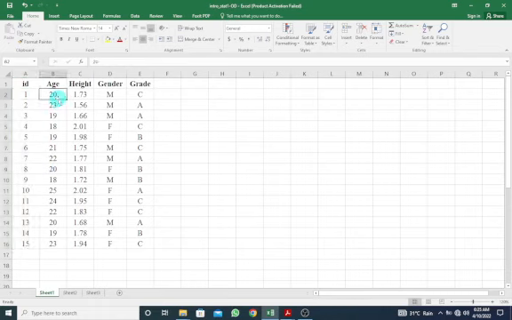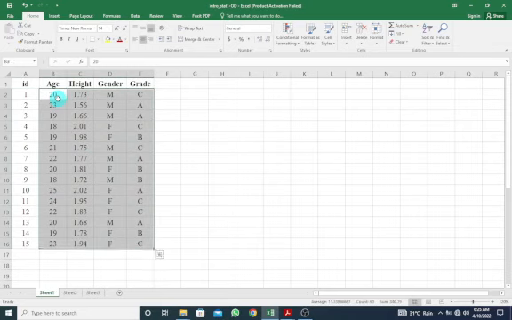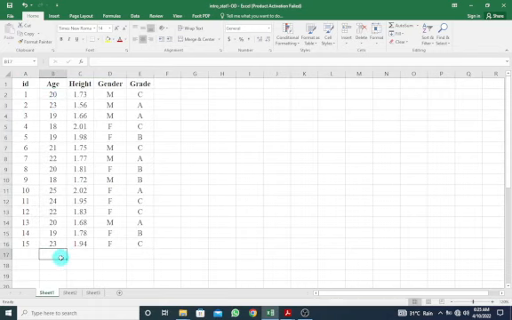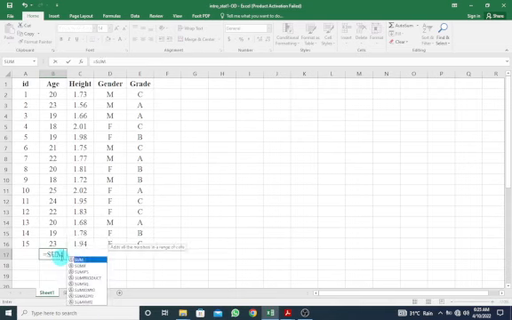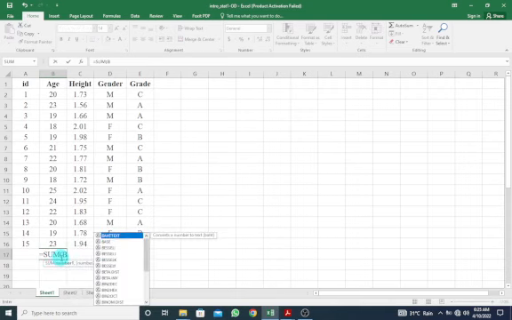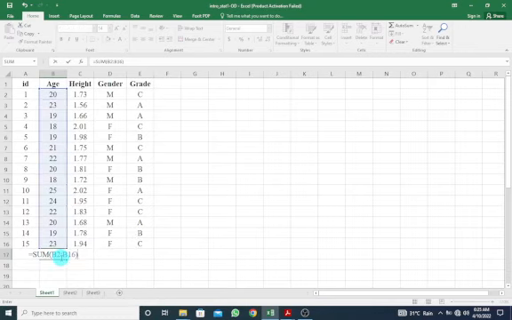Now the numerical descriptive measure obtained by using all the data values in the population is what we term a parameter. So assuming I want to find the mean age, I'll say sum from B2 to B16, and divide by 15 because we have 15 of them. This is going to be the mean age.